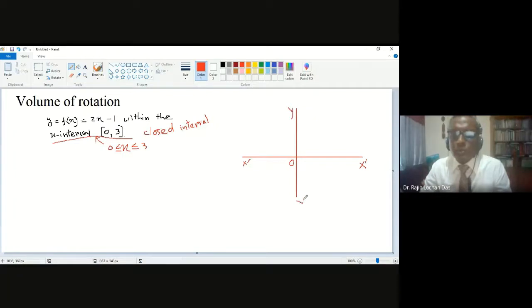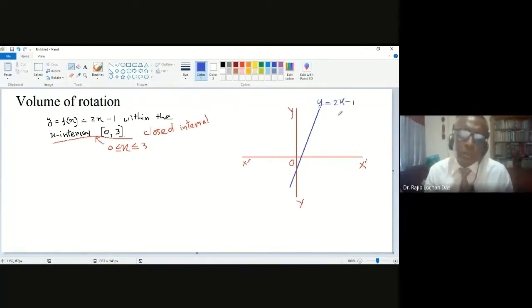So if you draw this graph, y equal to 2x minus 1, this graph will be a straight line and it will be like this, and it will be just below the x-axis line. It is like this. Say this is our graph and the equation is y equal to 2x minus 1. This is a straight line, of course.